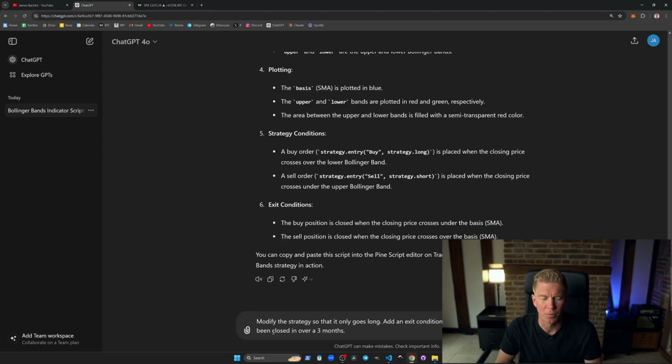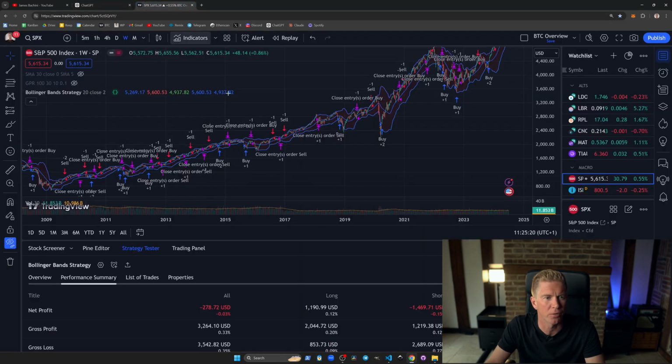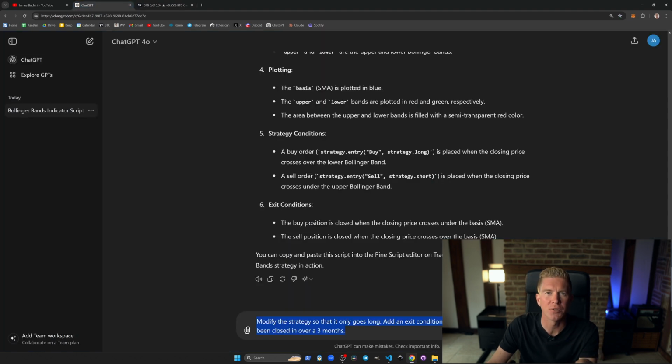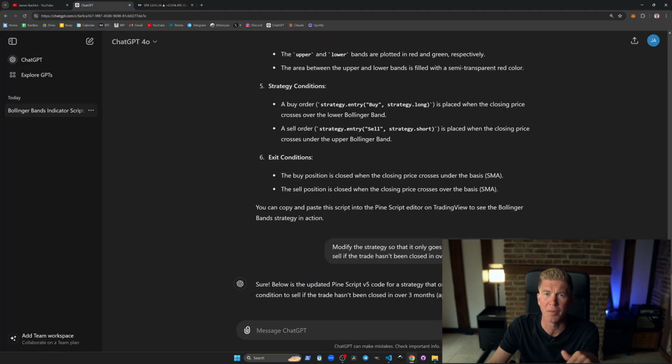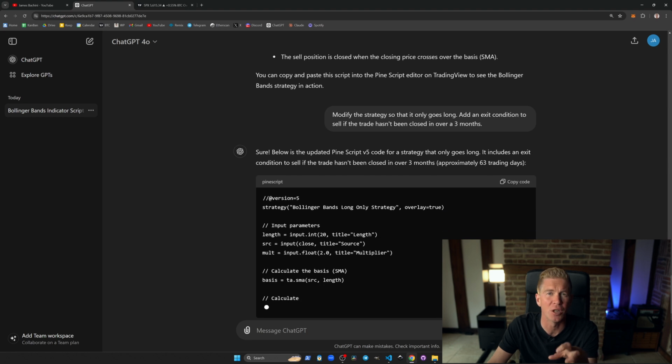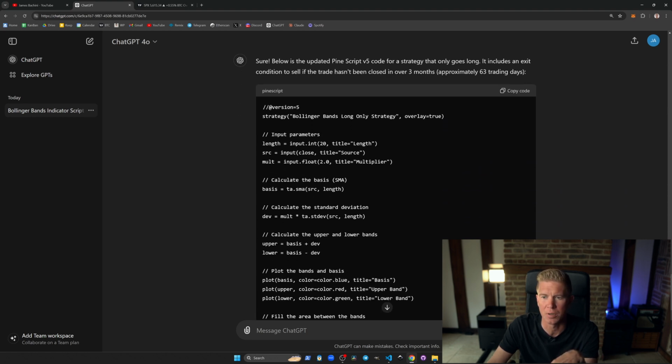So let's use the following prompt. Modify the strategy so that it only goes long. Add an exit condition to sell if the trade hasn't been closed in over 3 months. So this would be more like a realistic trading scenario where you can't hold it forever. So this should then have two exit conditions, one if it goes above the upper band and one if the period of 3 months has passed since the trade was opened. And we're only going long, we're not going short anymore.